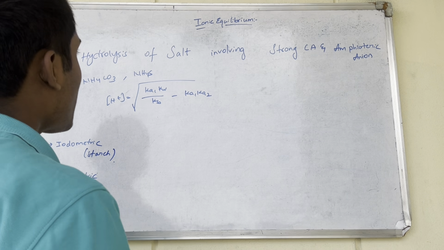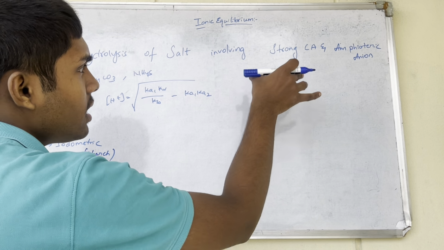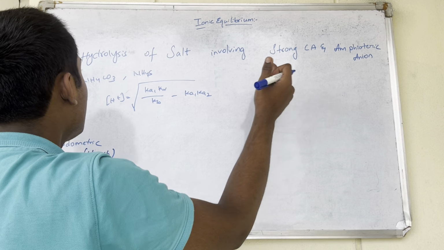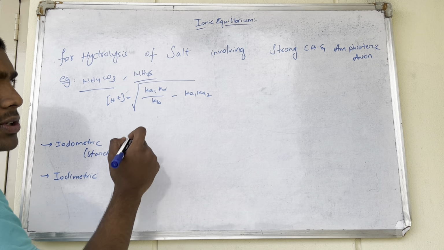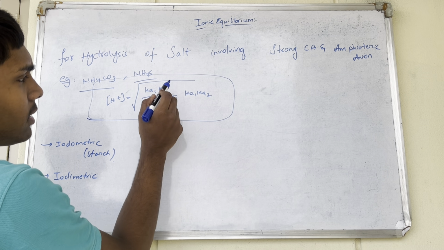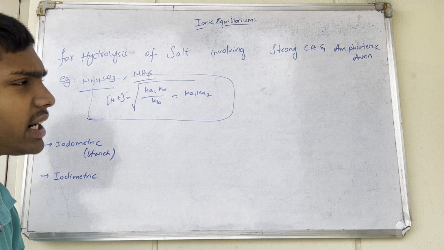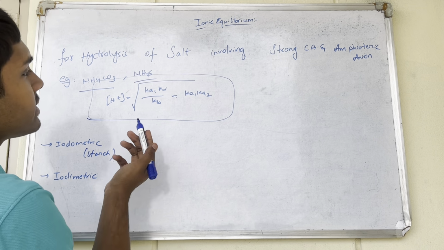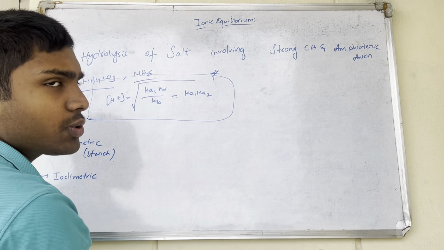So guys, for hydrolysis of salt involving weak acid, weak conjugate acid and amphoteric ion, for example NH4CO3 and NH4S, we are going to directly use this formula: H plus equal to the square root of Ka1 Kw by Kb minus Ka1 Ka2, right? It depends on your remembering skills, not most but useful.